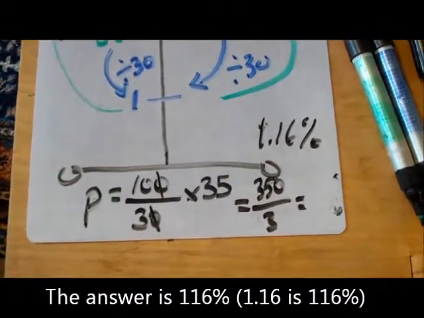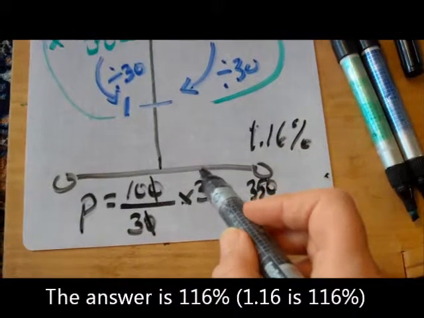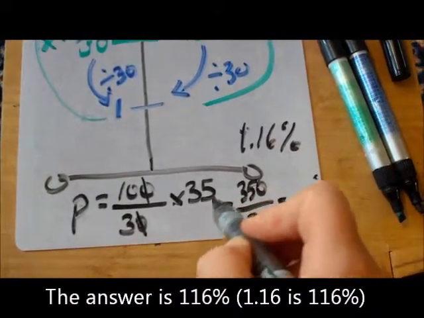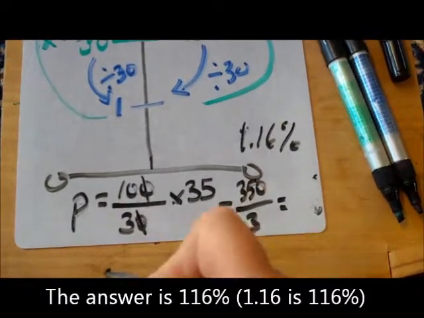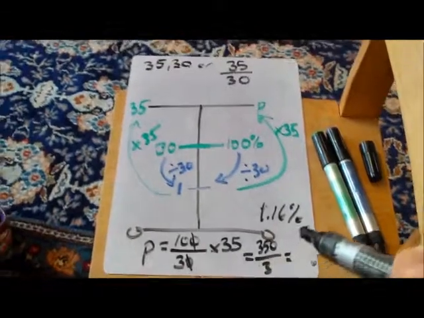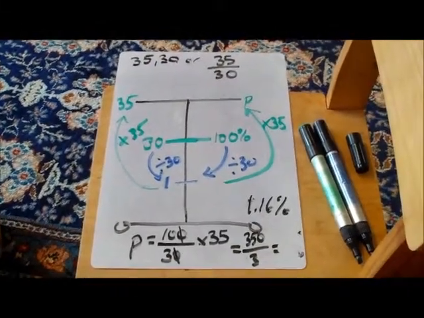So you can use your calculator to work that out. But if you look and see the pattern, there's your original fraction. 35 out of 30 times by 100. So when you start to see the pattern, you may not need to use the double number lines, but that's okay.